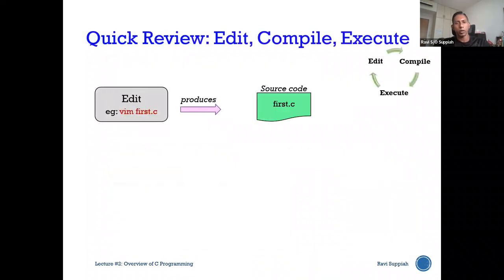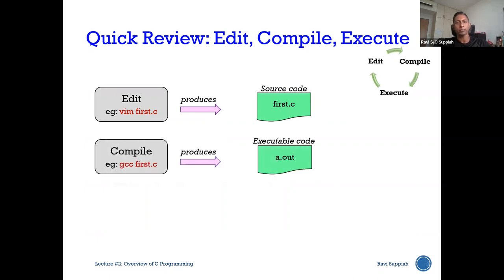In terms of editing, compiling, executing, on these slides you see some Linux commands and so on, but it's fine. This is just to give you an idea of compiling, but you can use any application that you want to test your code. Editing and compiling, again, all this basic stuff we know.